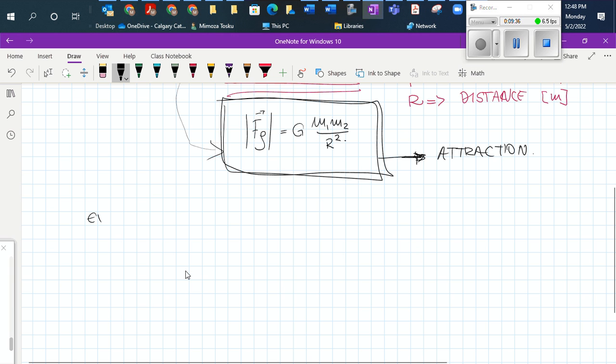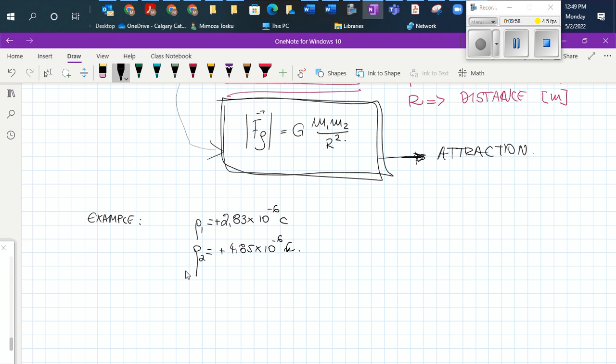So let's suppose that we have charge 1 with magnitude 2.83 times 10 to the power of negative 6 coulombs and positive, and charge 2 that is as well positive with a magnitude of 4.85 times 10 to the power of negative 6 coulombs, and they are apart from each other at a distance of 12.3 centimeters. So the situational diagram for this particular example will be something like this.